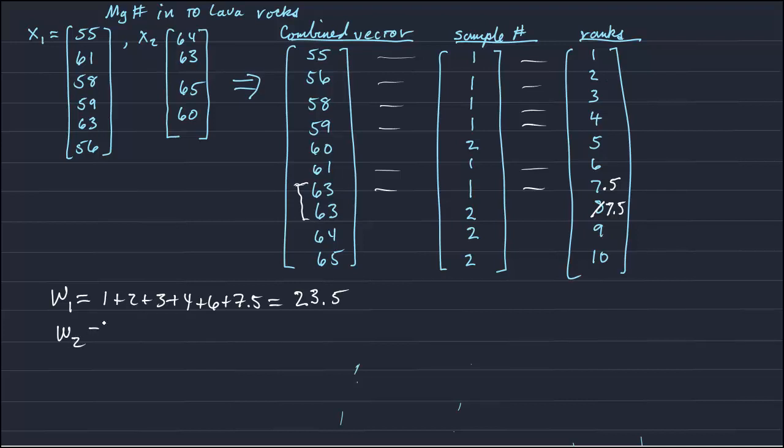And W2 is equal to 5 plus 7.5 plus 9 plus 10, which is equal to 31.5. Okay, so I've finished steps 1 through 3.